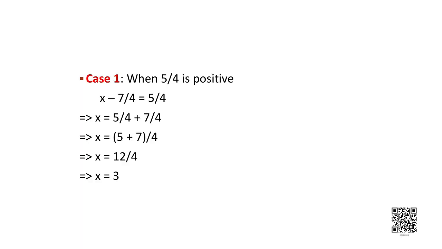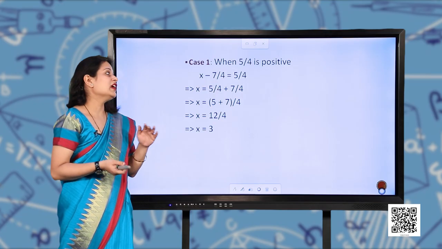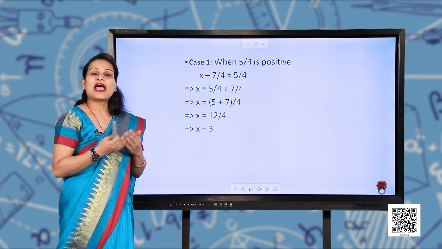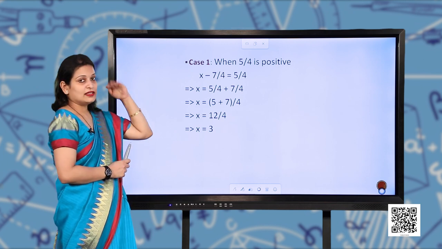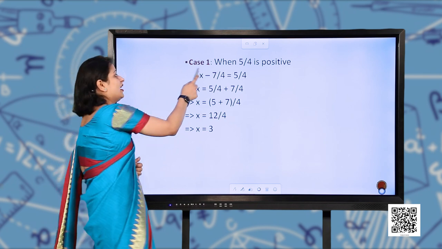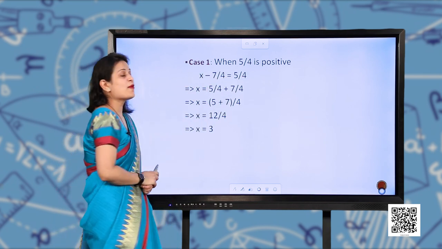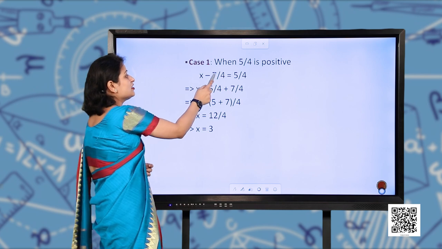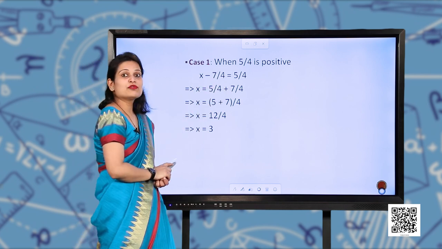Now, two cases arise. In case 1, we will take 5 by 4 as positive, and in case 2, we will take 5 by 4 as negative. So, case 1, when 5 by 4 is positive: x minus 7 by 4 is equal to 5 by 4.